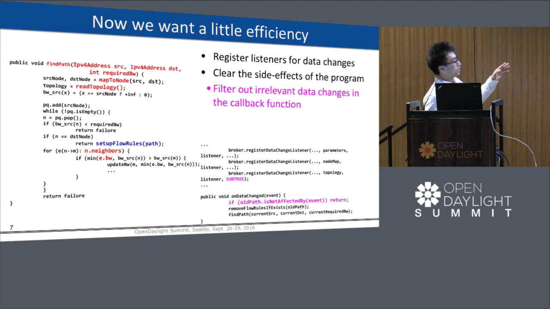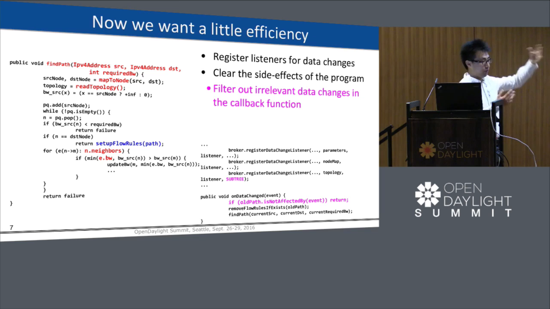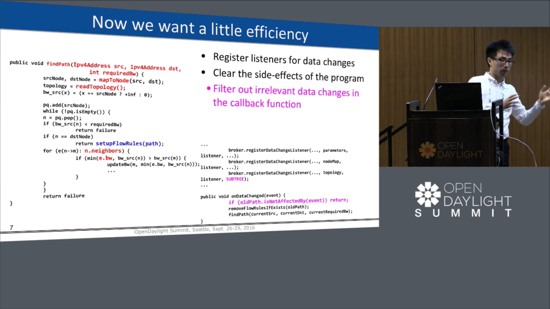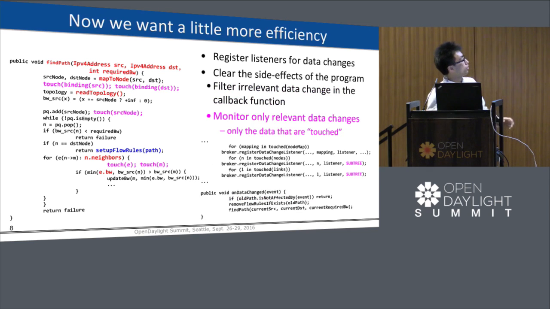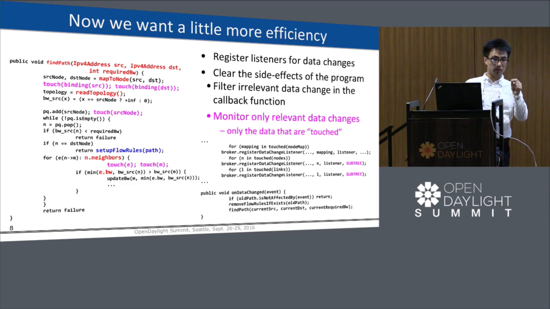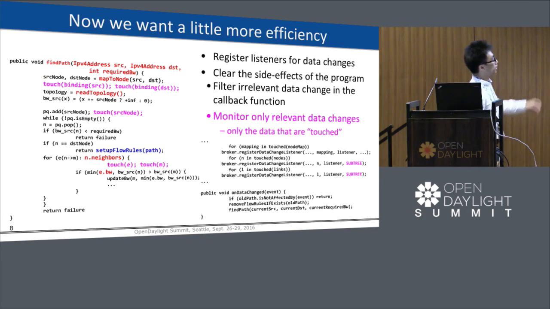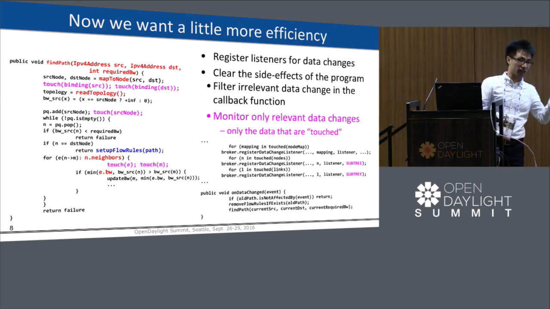One more step to solve this problem is to add a verifier, which can filter out some irrelevant events that may not affect the result of your program. Another approach is to just monitor those that can really affect the output of your program. In this case, for example, we have these touch functions so that you can mark what data is touched.